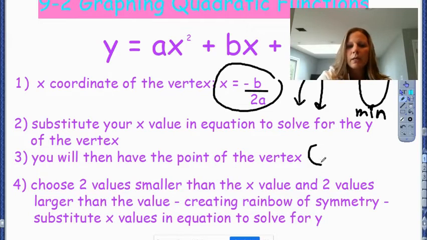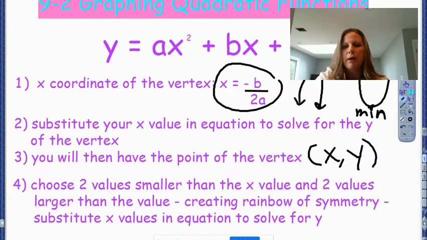Then from that point, you are going to have a point that is your highest or lowest point of your parabola. After you do that, you choose two values smaller than the x and two values larger than the x, creating your rainbow of symmetry. So you substitute your x values in the equation and solve for y.